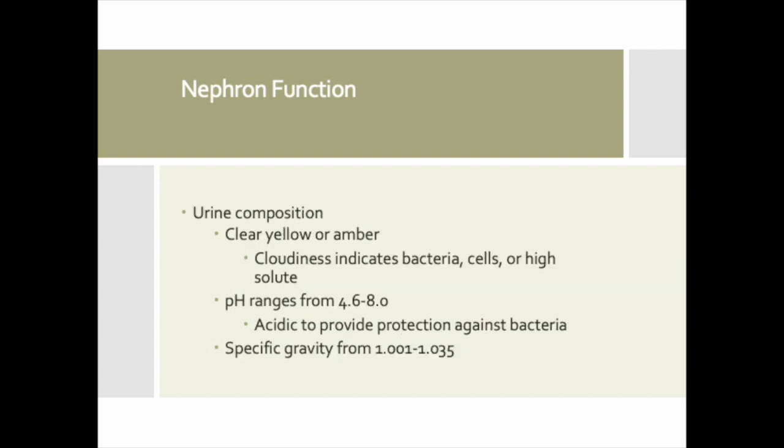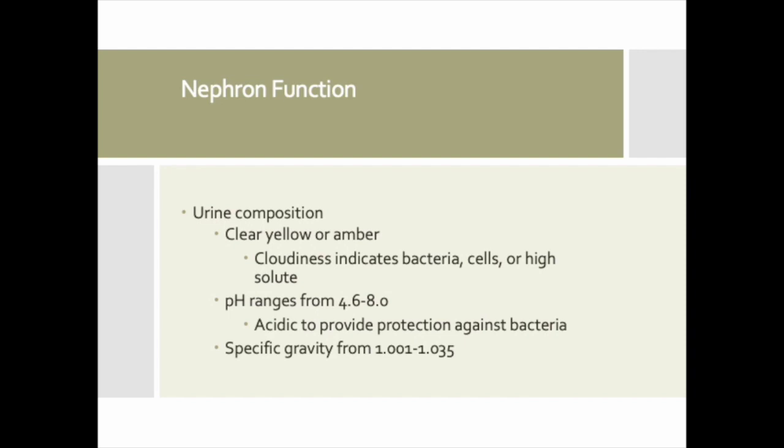So we know now that the urine concentration primarily happens at the loop of Henle. But let's think about the urine composition in general. Urine is normally a very clear yellow and sometimes amber. It really depends on its concentration, right? Or how much water a patient may be drinking, or how much of the solutes are being excreted within the urine. And therefore, cloudiness can indicate either the presence of cells, bacteria, or a very high solute concentration.